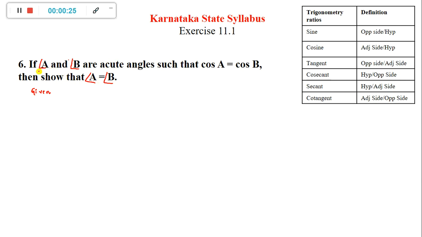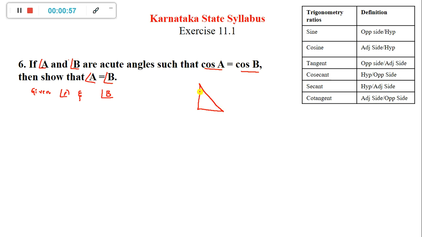Let me solve the sixth example. If angle A and angle B are acute angles such that cos A is equal to cos B, then show that angle A and angle B are equal. He has given that angle A and angle B are acute. So what do you mean by this? He has given cos A and cos B, which means this problem belongs to trigonometry itself.